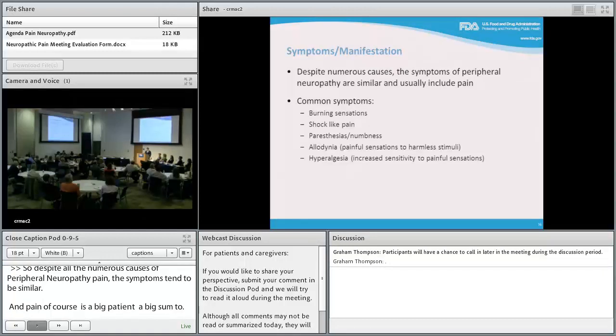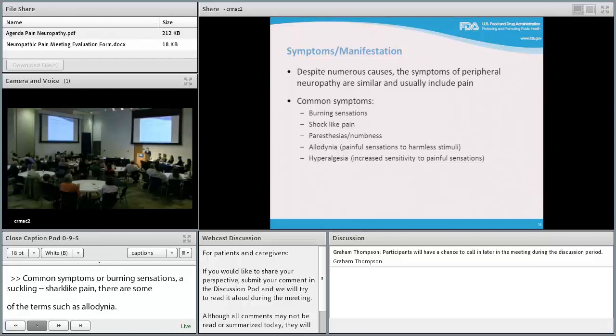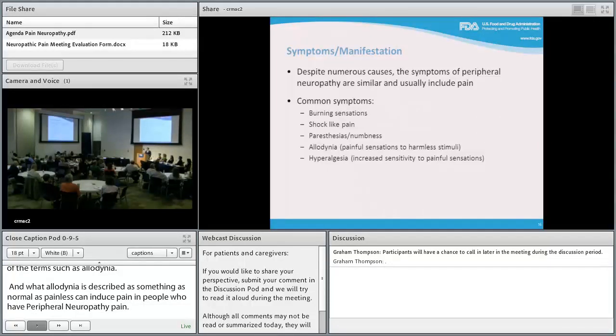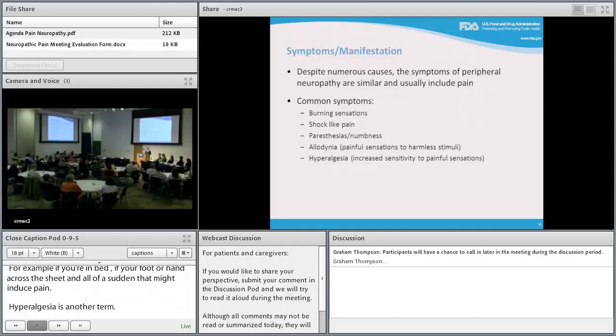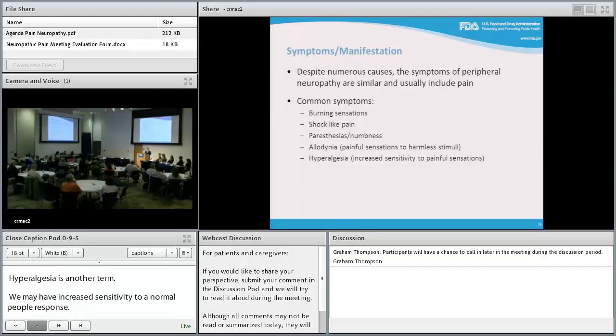There are some other terms, such as allodynia, and what allodynia is would be described as something that's normally painless can induce pain in people who have peripheral neuropathic pain. An example would be if you're in bed and you rub your foot or your hand across a sheet, all of a sudden that might induce pain. Hyperalgesia is another term where you may have increased sensitivity to a normal painful response. For example, if you were getting an IV or a blood draw, that's normally uncomfortable for the average person, but these patients may have an extreme response to that, where it's even more painful.